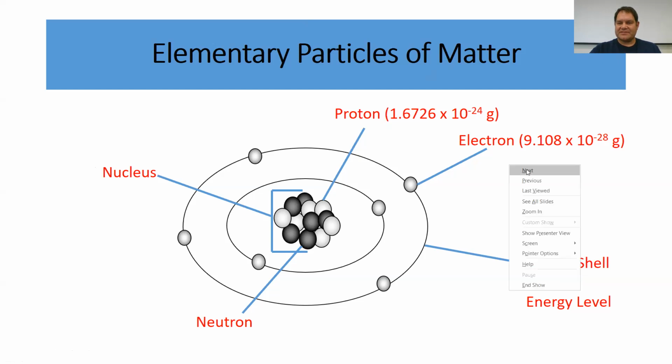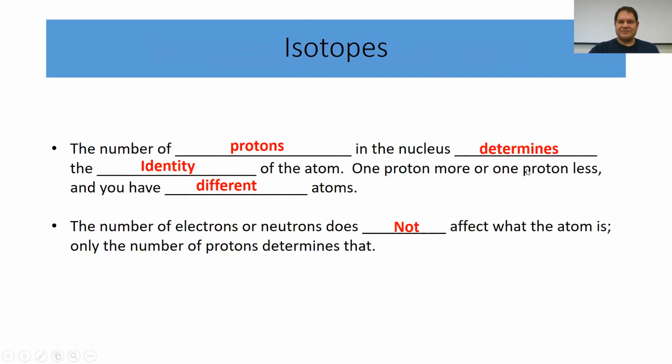All right. So as we get into isotopes, let's define what an isotope is in the first place. However, we do need to talk a little bit about protons and the importance and the meaning of the proton number. So the particular number of protons in the nucleus determines the identity of the atom. So what do we mean by that exactly?